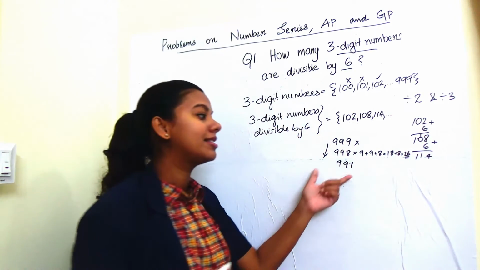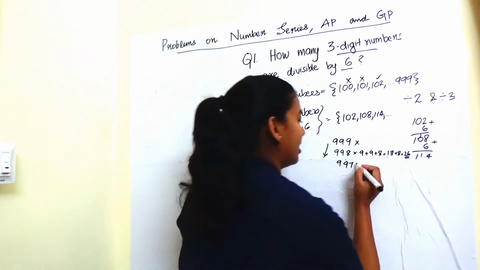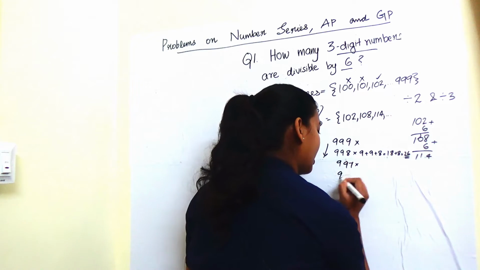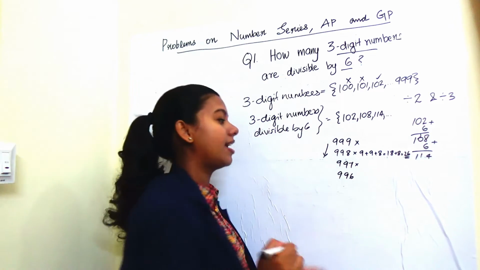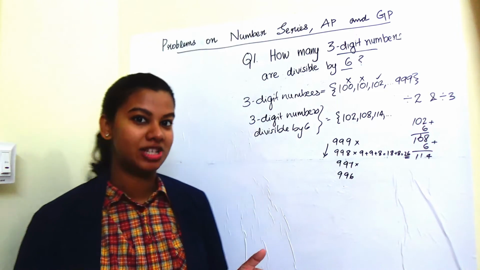997 is an odd number, so it is not divisible by 2, and so not divisible by 6. I cross it. Next number is 996. It is an even number, so it is divisible by 2.